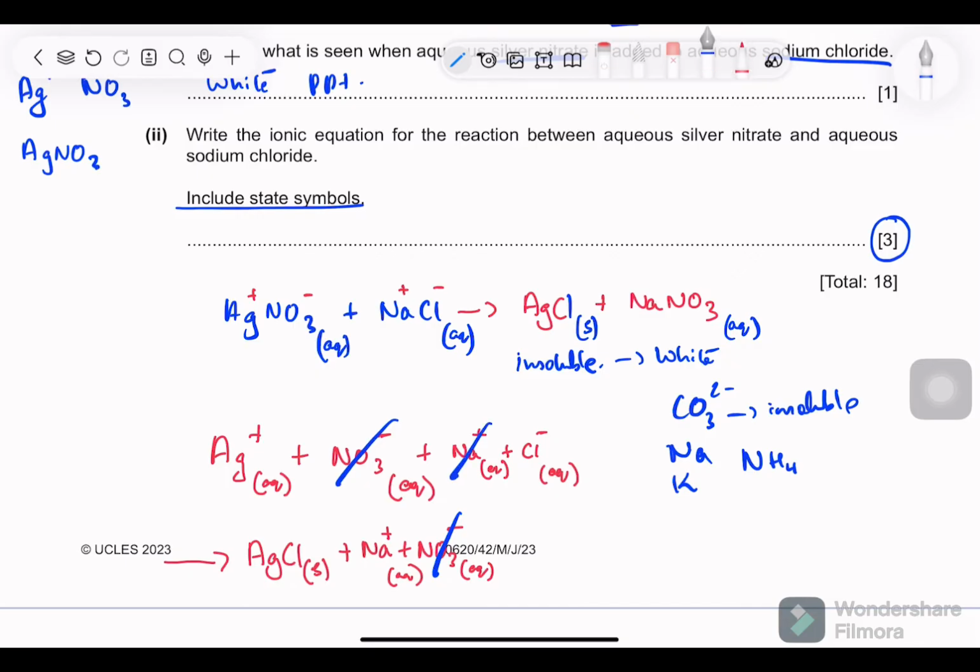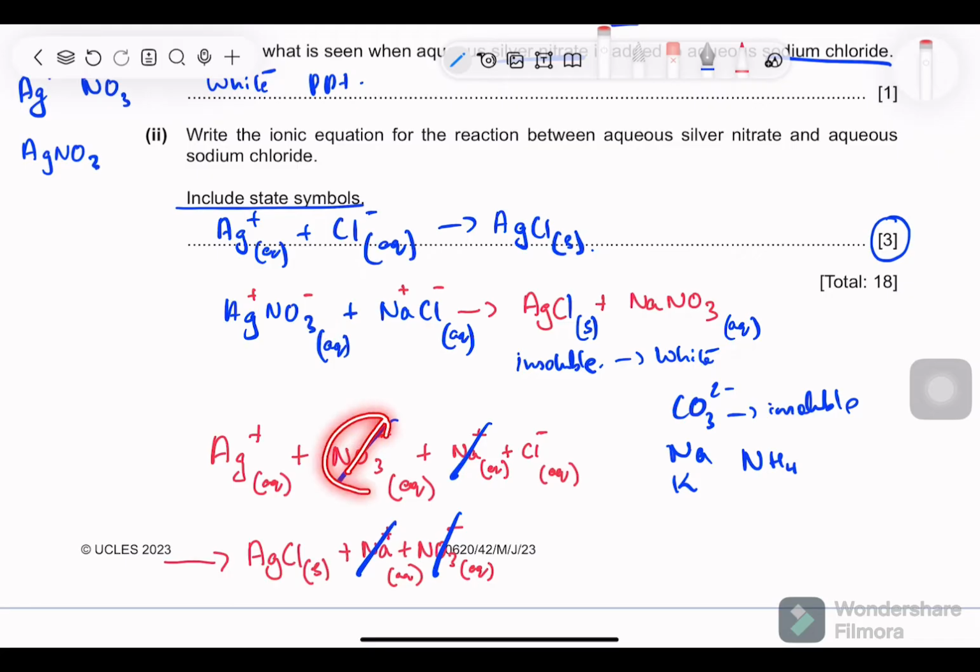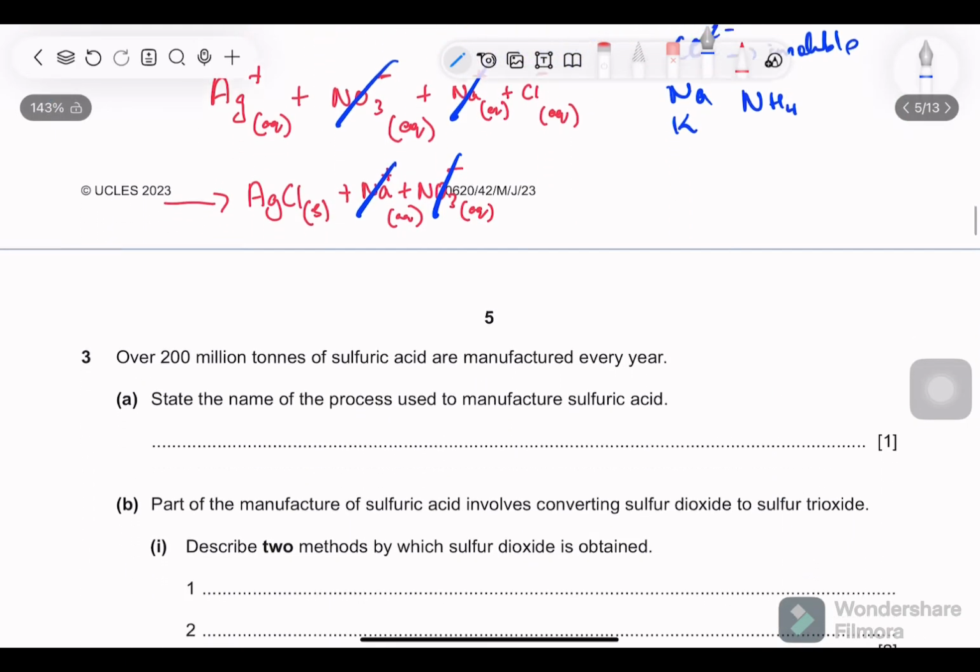Similarly, sodium over here and sodium over here should be cancelled. What remains is Ag plus aqueous plus Cl minus aqueous. It will be AgCl solid. Now this, if you have enough practice, you can just memorize this and you will be able to write this straight away. What these cancelled things are is just the spectator ions. This is what we call them, spectator ions. They don't directly participate in the reaction.